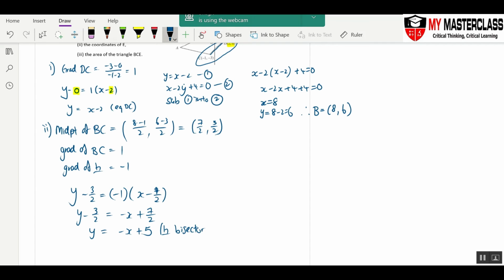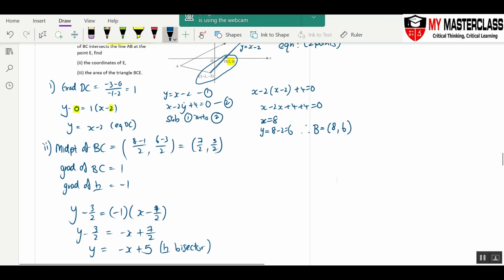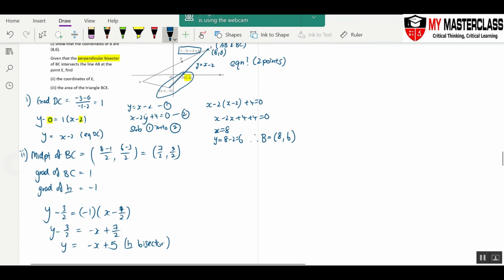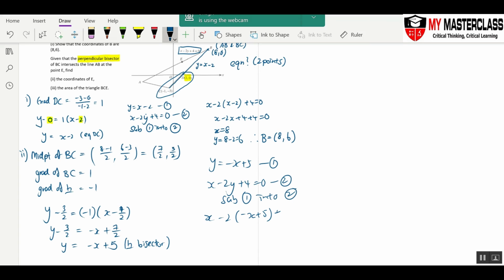of BC. And they say that it intersects at E. So let's find the coordinates of E. Let's do it freshly. y equals negative x plus 5, equation 1. And for AB, x minus 2y plus 4 equals 0, equation 2. Sub 1 into 2: x minus 2 bracket negative x plus 5, plus 4 equals 0.